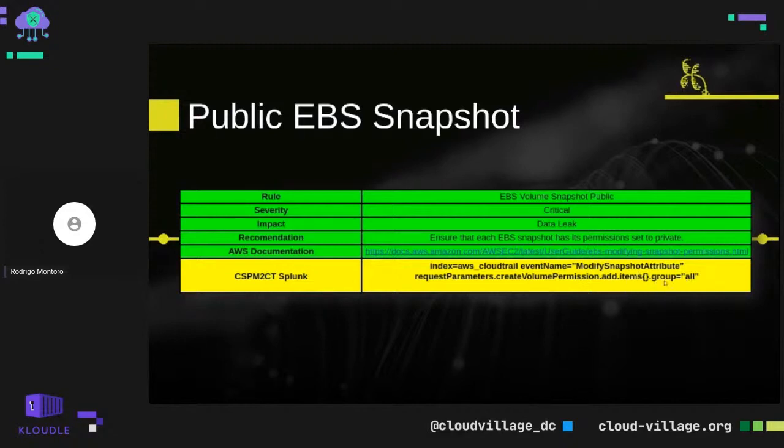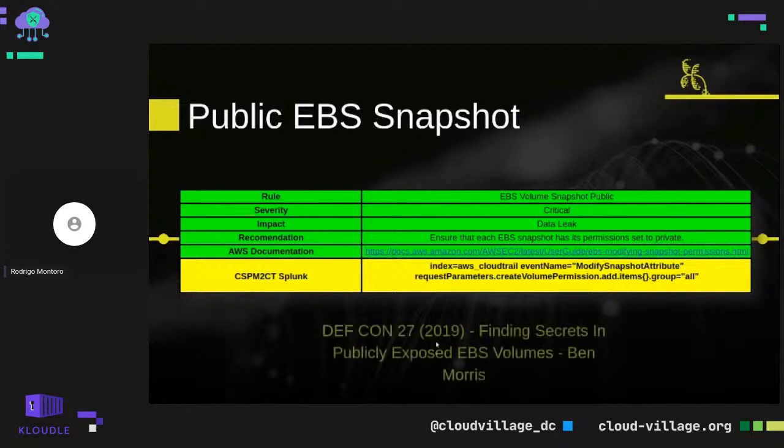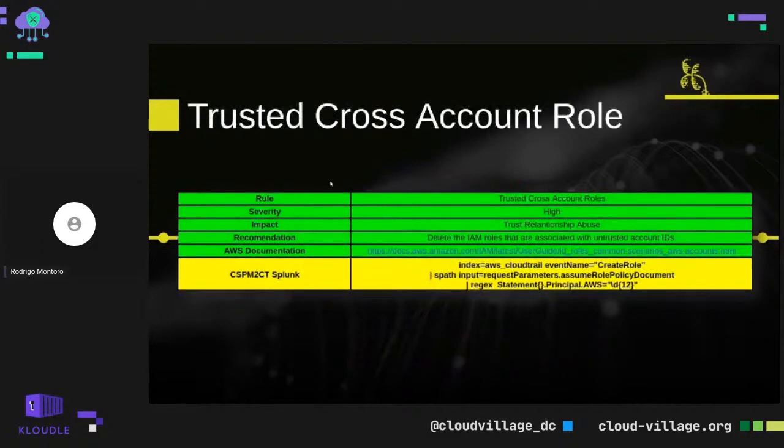But there is another modification where you permit an account, and that's the kind of thing that probably an attacker would abuse, and something where you need to have two rules. You have two rules, and I'm just showing one. And there is a great talk on finding secrets in publicly exposed EBS snapshots, from DEF CON two years ago. And the trust cross account rule.